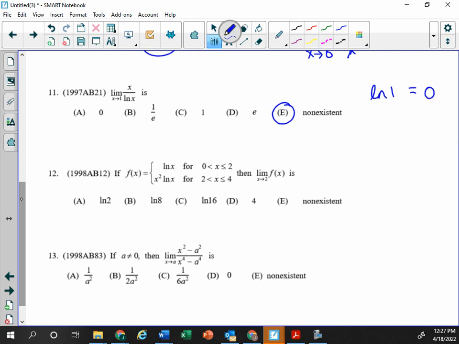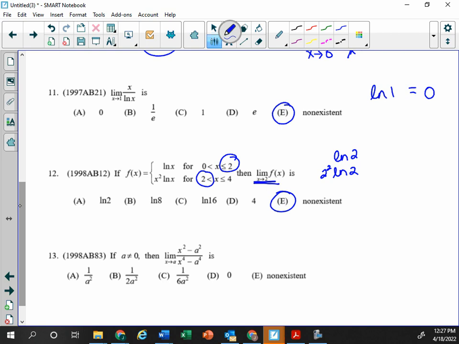Okay, 12. Now for this one, it's saying as x approaches 2. Do you guys see how the 2 is in both pieces? Like that's where we would switch over from one piece to the other. So you do need to plug the 2 into both. Now, you don't know exactly what natural log of 2 is equal to. But do you know whether or not natural log of 2 and 2 squared times natural log of 2 are the same value? Okay, are they the same value? No. So what would you tell me about this limit?